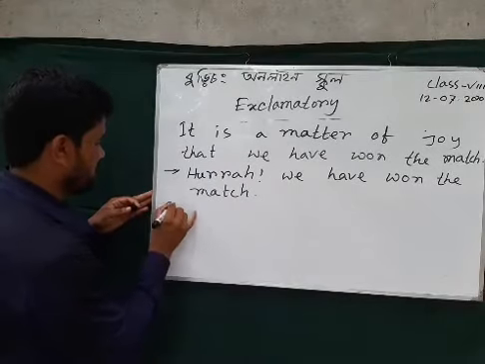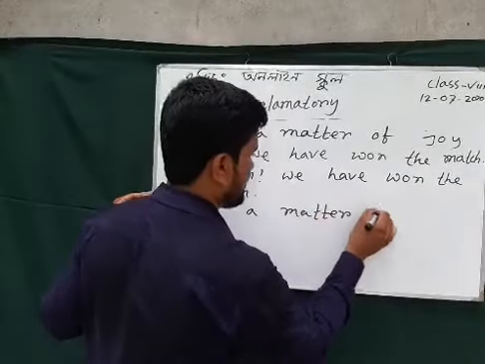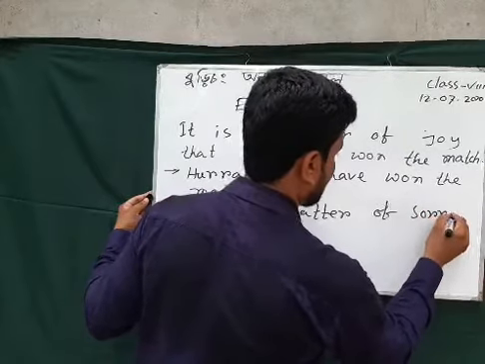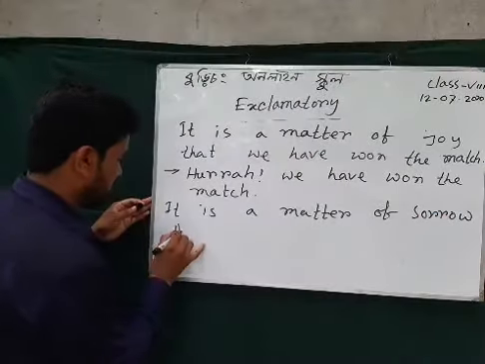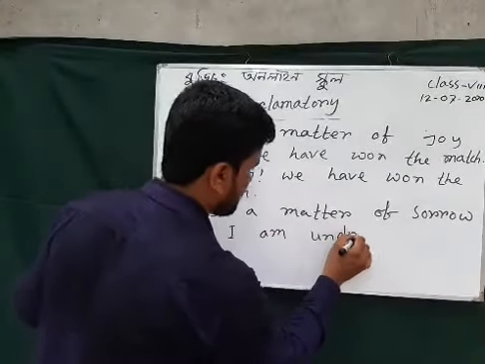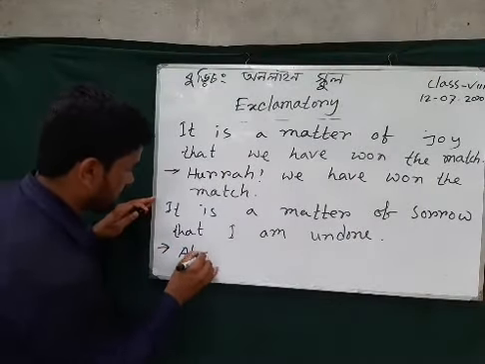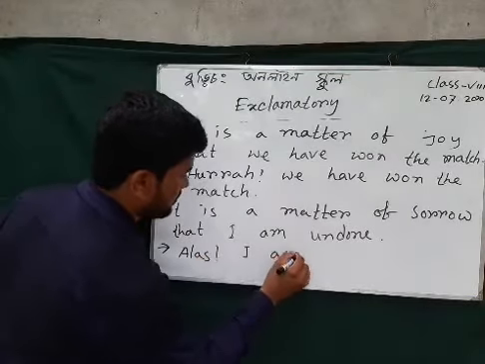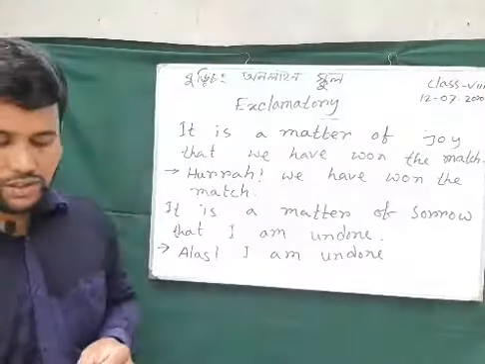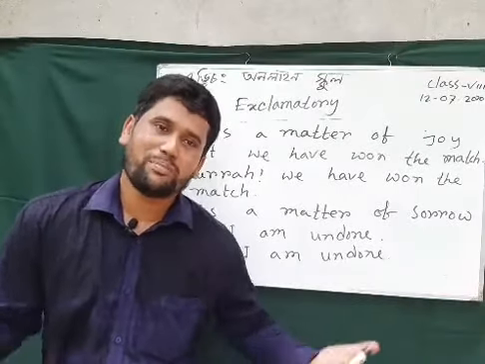And when we find it is a matter of sorrow that, when we find it is a matter of sorrow, we can use alas. Alas, I am undone. So in this way we can change any assertive to exclamatory very simply.